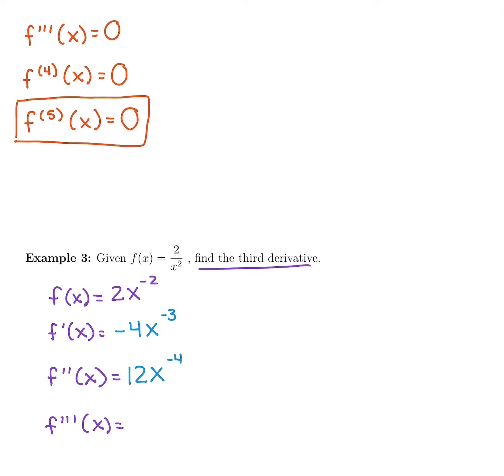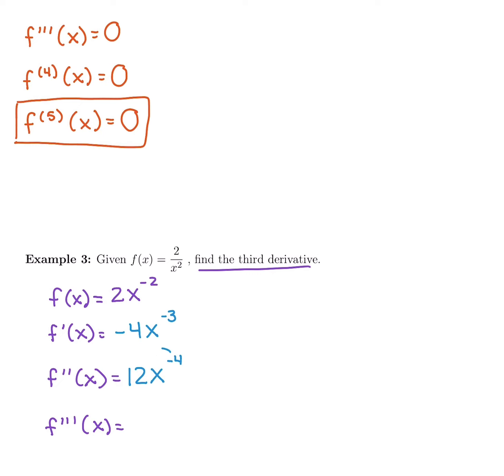And now lastly, the third derivative is going to be taking the derivative of the second derivative. So I'm going to do 12 times negative 4. So be careful on these signs. We're back to having a negative. It's going to be 48 this time. And then negative 4 minus 1 is going to give me a negative 5. So there's my third derivative.